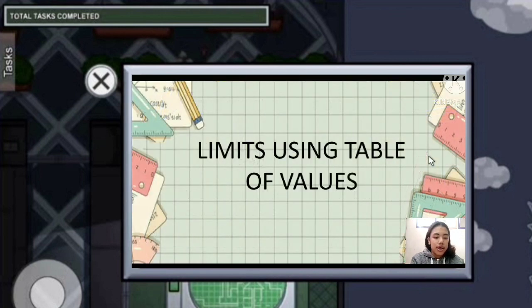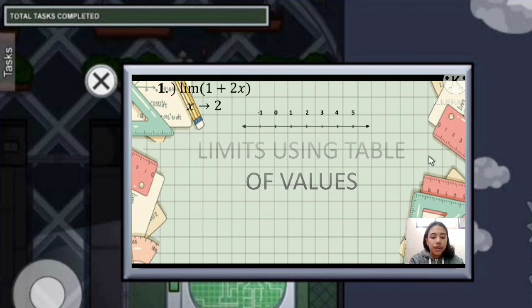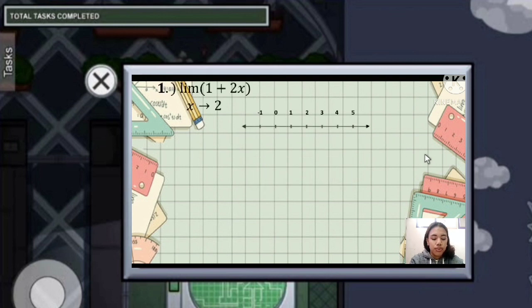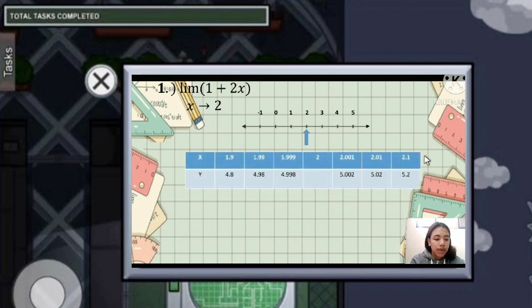To understand this, let's have an example. Number 1, limit of 1 plus 2x as x approaches 2. To visualize our problem, let's have our x-axis. Our problem said our x approaches 2. It means our x is getting closer and closer to 2. We can approach 2 from the left and 2 from the right.